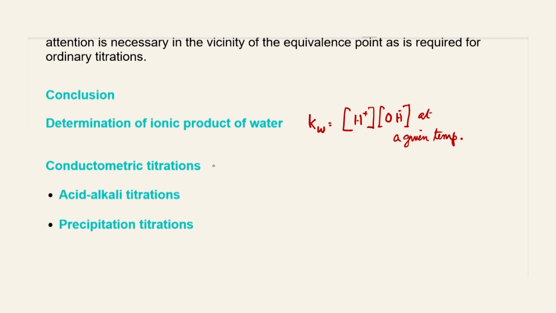Next is conductometric titrations, in which we had been seeing acid alkali titrations of both strong acid and strong base, strong acid and weak base, weak acid and strong base, as well as weak acid and weak base. It was also used for precipitation titrations too, in which we can't have a good end point when we do it in volumetric method. Conductometric titrations give good results with respect to precipitation titrations.